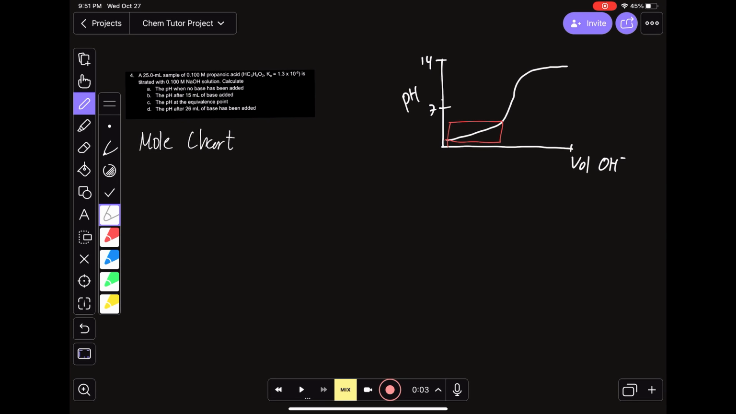So a good place to start again is to write our equation. It says, what is the pH after 15 mL of base is added? So we have our acid, we're going to add some base, which is OH minus, and the reaction is going to proceed forward and create water and conjugate base. Remember, this is a mole chart, even though it looks like an ICE chart. We need to calculate HA, or our acid amount in moles.